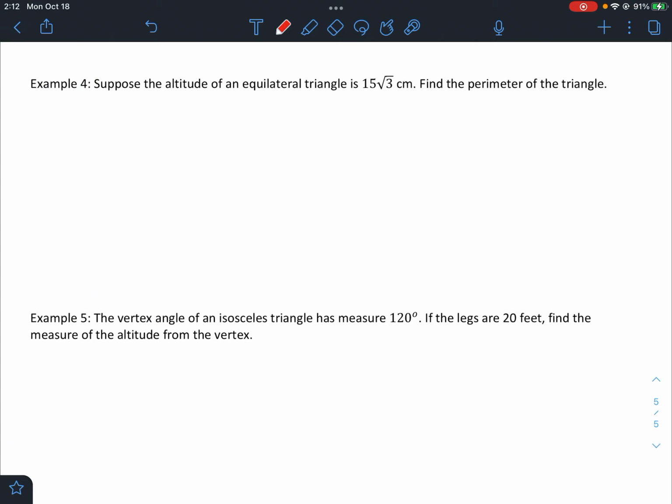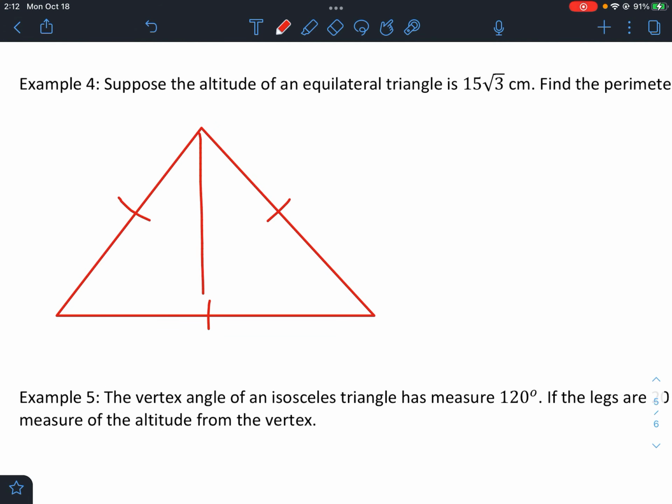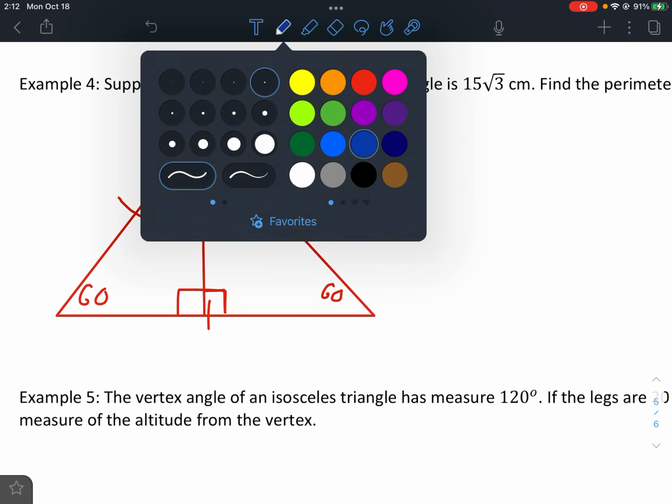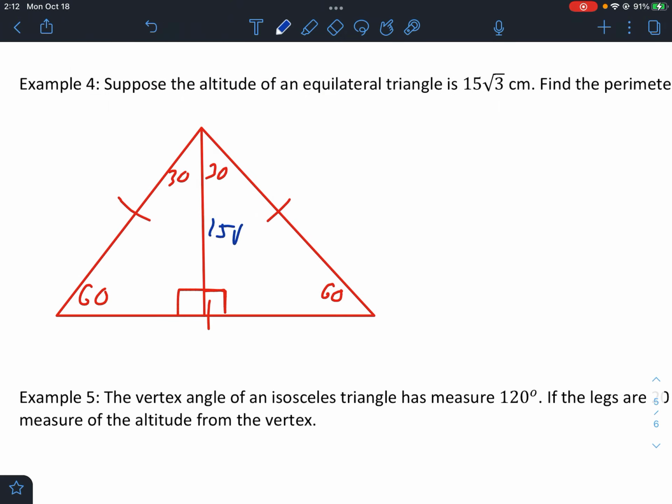Two more problems today. We're going to talk about some word problems here. The fourth one says, suppose the altitude of an equilateral triangle. So let's draw an equilateral triangle. And let's draw an altitude in. Remember, an altitude makes right angles here, right? And remember, equilateral means all the angles are 60, which makes these two 30, 60, 90 triangles. And the altitude is 15 root 3. And it says to find the perimeter.